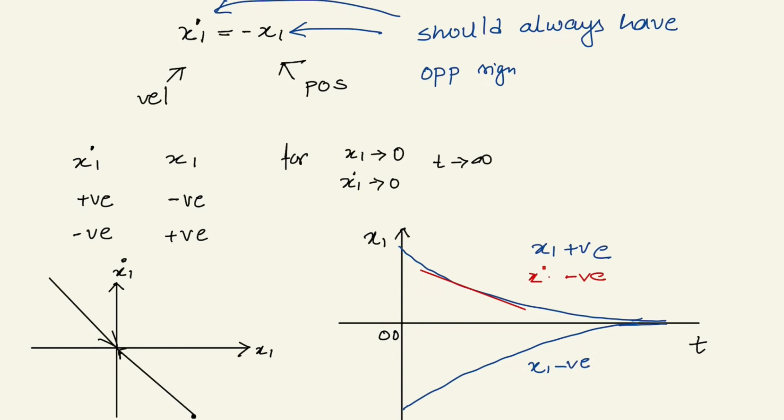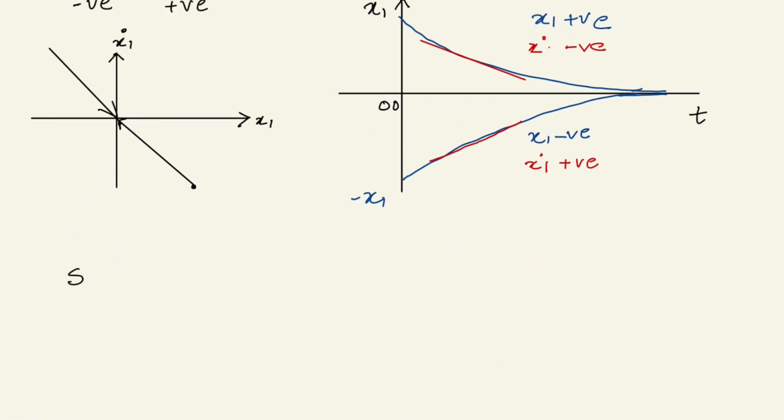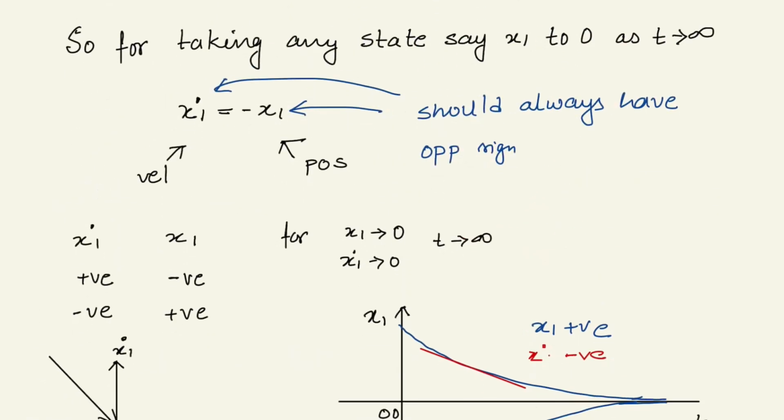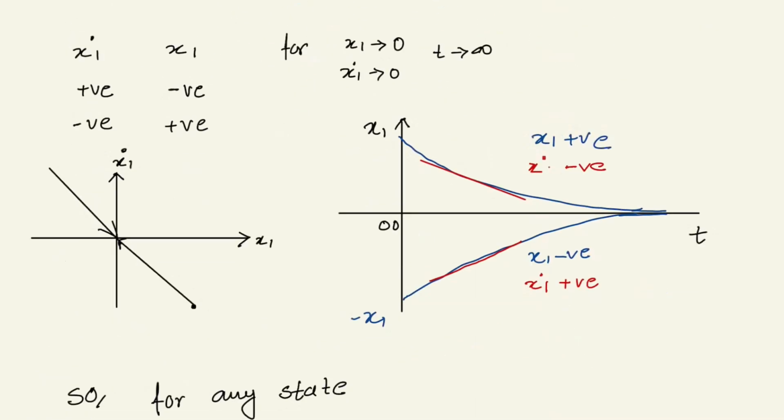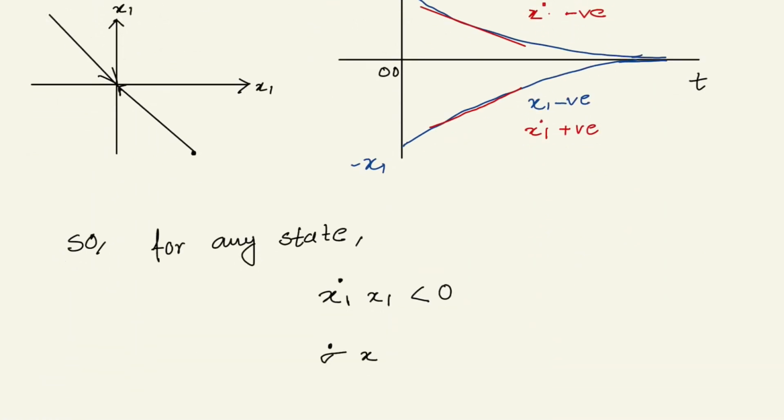If we consider taking our sigma to 0, this will be valid for sigma also. So sigma dot multiplied by sigma should be less than 0. Remember this equation, sigma dot multiplied by sigma being less than 0. We are going to use it in further derivation.